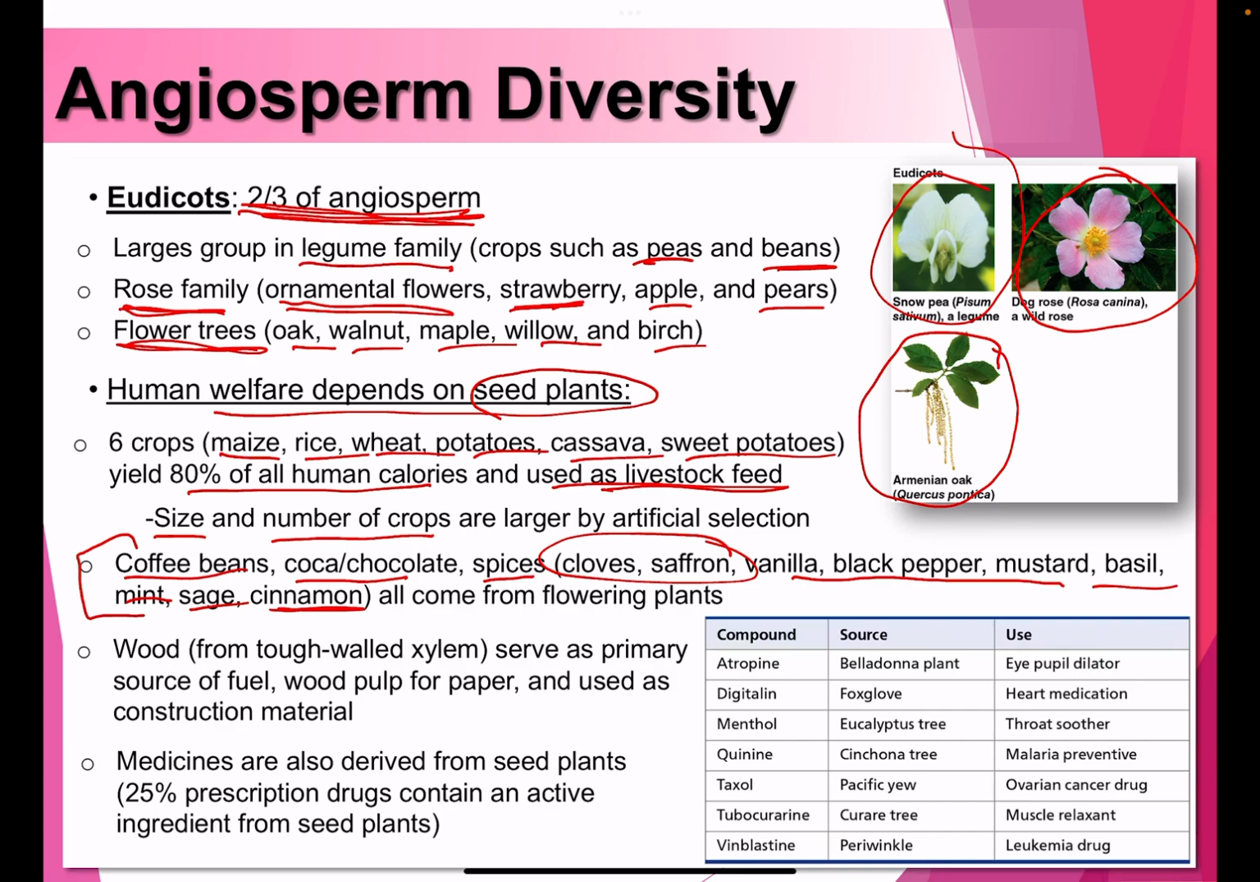Third, seed plants specifically give us wood. And the reason it gives us wood is that seed plants have these very tough-walled xylem that allows trees to grow very, very tall. And I've talked about that in the last chapter. And it is these tall trees that serve as our primary source of fuel, wood pulp for paper, and also used as construction material, which I already said is used to make houses. A lot of the houses in America are made out of wood.